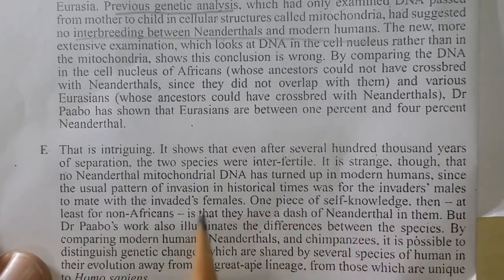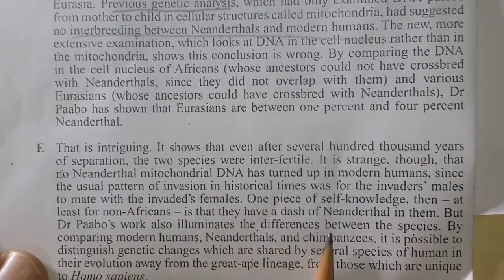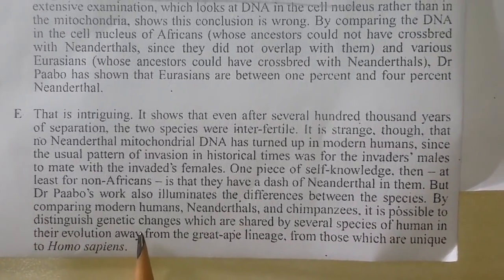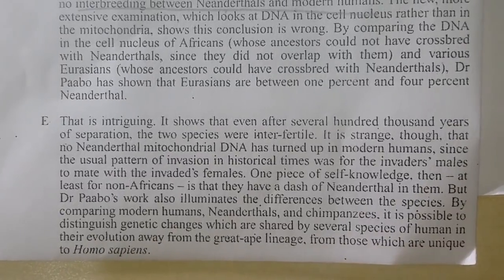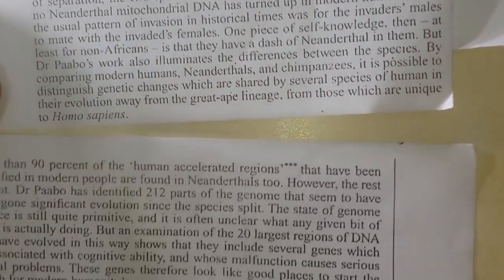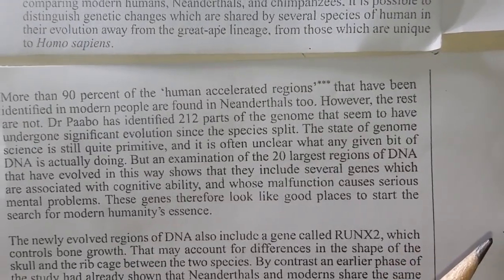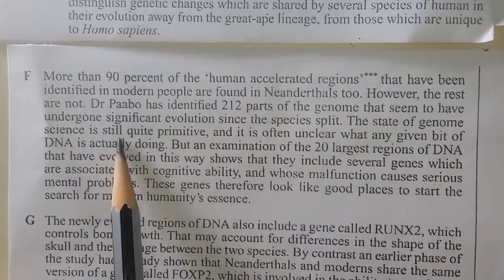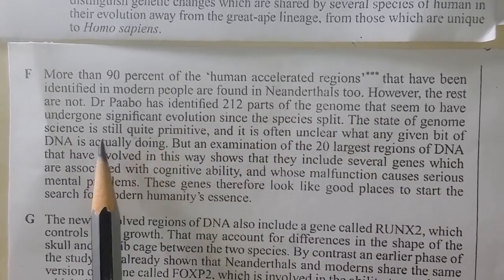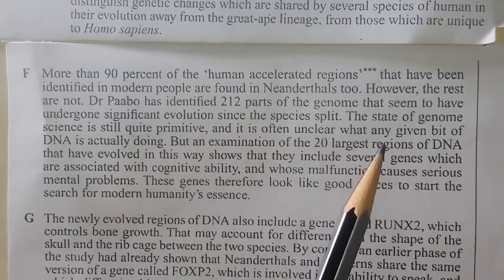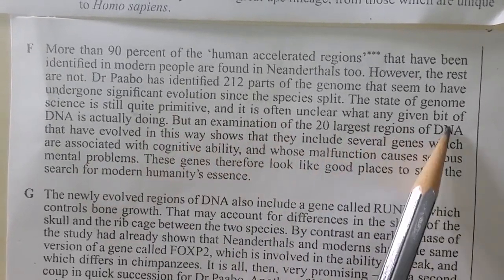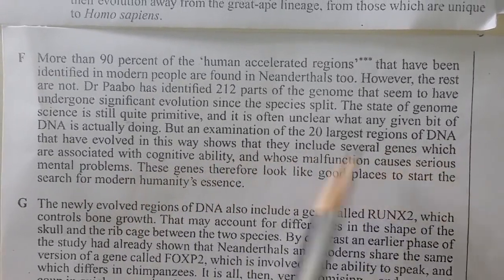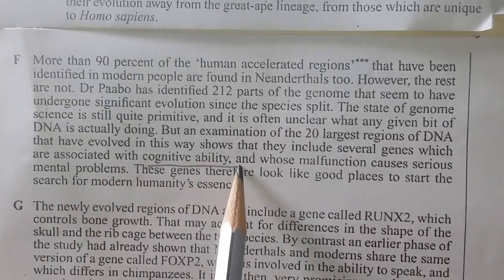The usual pattern of innovation in this one piece of this illuminates the difference by comparing modern humans and chimpanzees, it is possible to distinguish genetic material shared by the humans greatly. So here I am going for this one. More than 90% of the human regions that have been intensified. However, in this and evolution, the state of genome science is still quite primitive. By bit of DNA, but examination of these, several genes which are associated with cognitive ability.